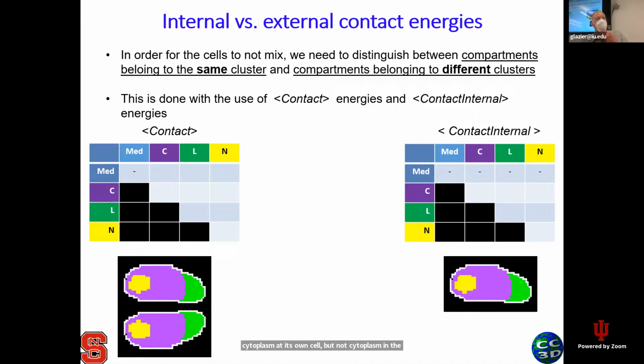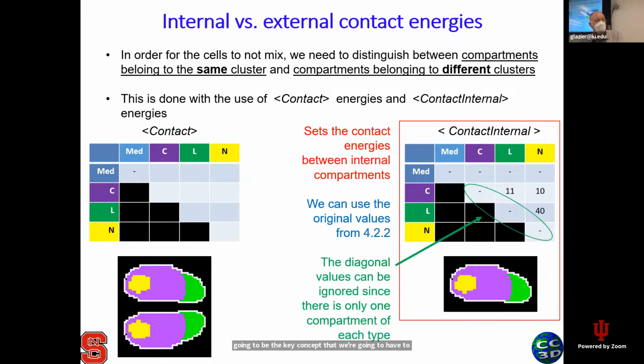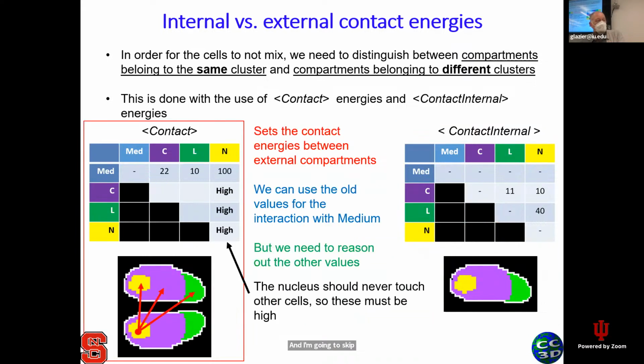And so I'm going to have two tables of contact energies, and I'm going to have to adjust the contact energies between compartments within the cell separately from the ones between cells. And that's going to be the key concept that we're going to have to use again and again when we deal with compartmental cells. And I'm going to skip the details here. But we have to think about this pretty carefully.